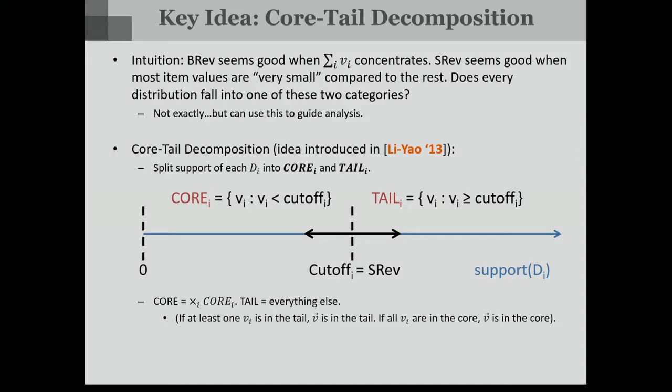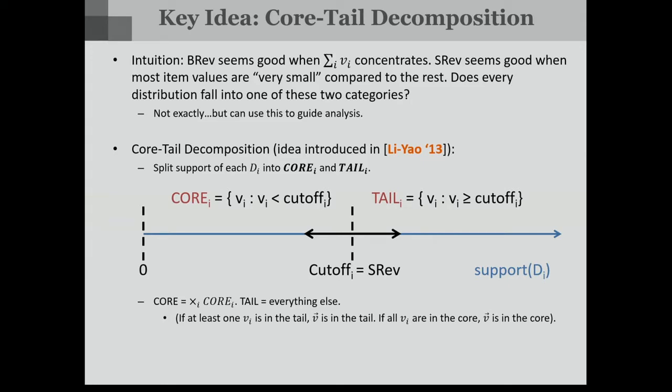Formally, we want to use this idea called the core-tail decomposition that was introduced in Li and Yao's paper to prove their results. For each item, we're going to split the support for that item into what we'll call the core and the tail. The tail is what you would expect. We're going to pick some cutoff, and everything that exceeds this cutoff we'll call the tail, and everything below this cutoff we'll call the core. The cutoff we're going to choose for every item is going to be exactly Srev.